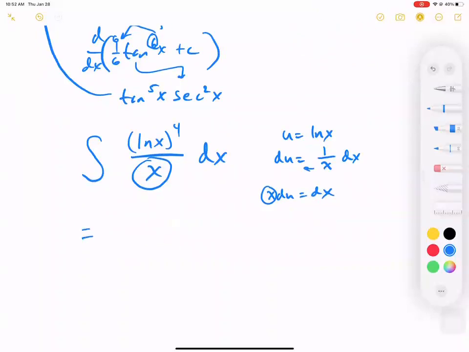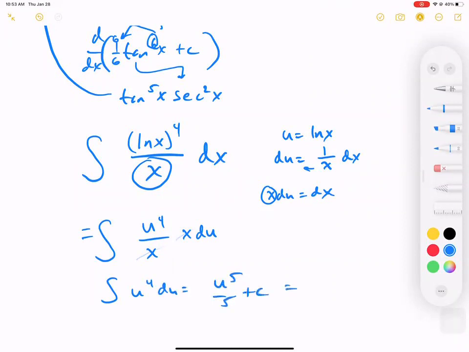Let's go ahead and do the substitution. It's going to be u to the 4th power. I'm going to write it out so you guys can see it. And dx became x du. Please take note that the x's now divide out nicely. And we're back to a simple power rule problem. u to the 4th du becomes u to the 5 over 5 plus c, replacing that u with natural log x to the 5th power.